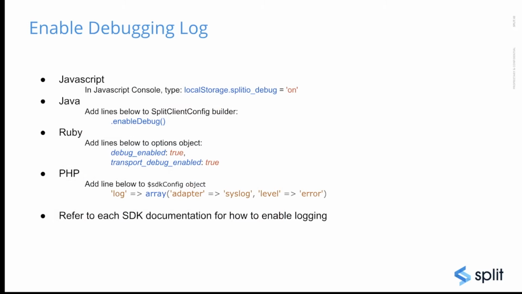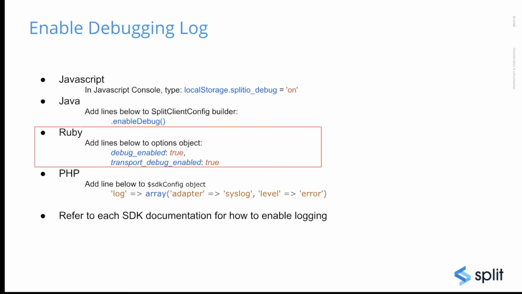An important part of debugging is enabling the debugging log. For each language, there's a special way to enable it. For example, in JavaScript, in the browser development environment, we simply type in the JavaScript console localStorage.splitio_debug equal on. For the Java language, we simply add .enableDebug in the Split client config builder.